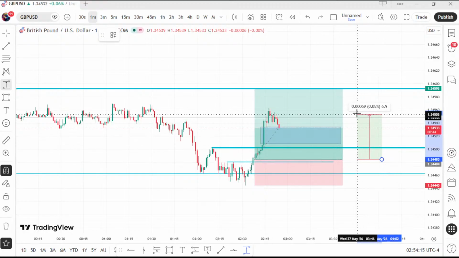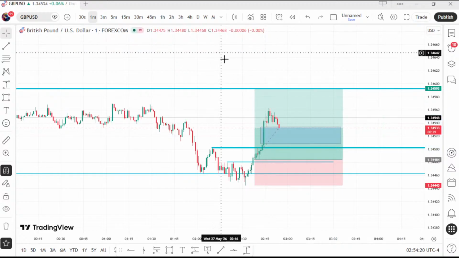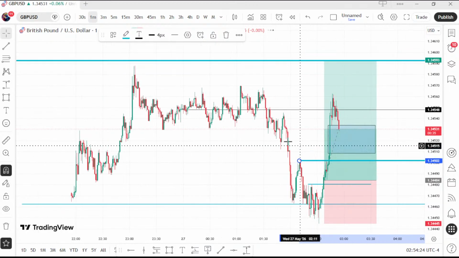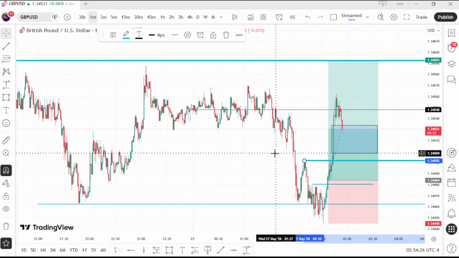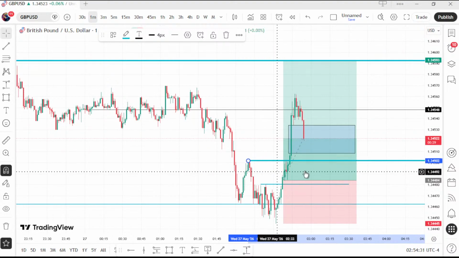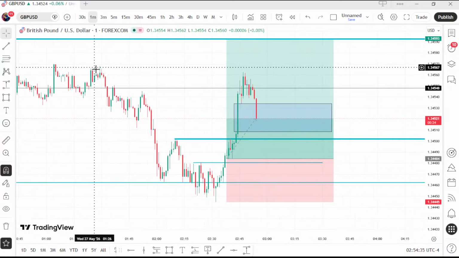how many pips are these? 7 pips. I don't want to see price come down to our stop loss. Let's watch it.